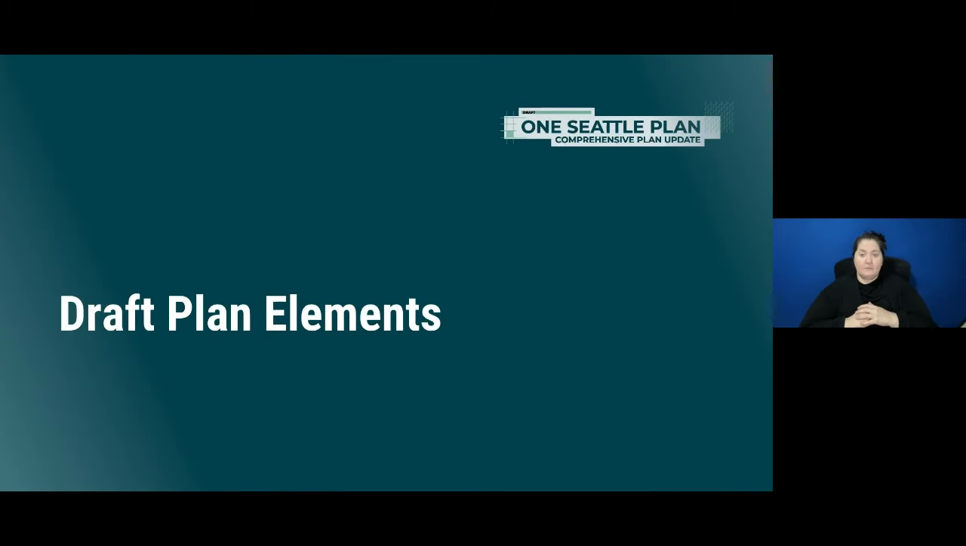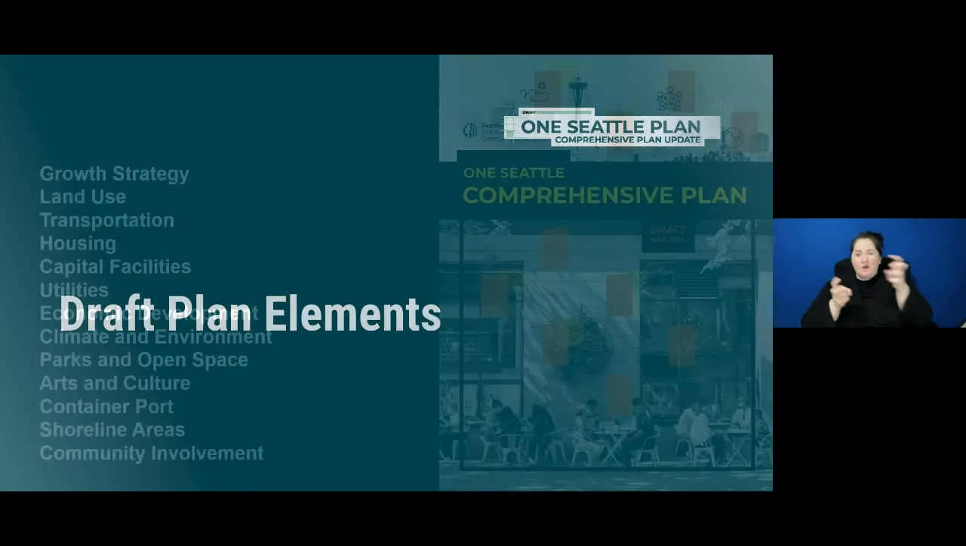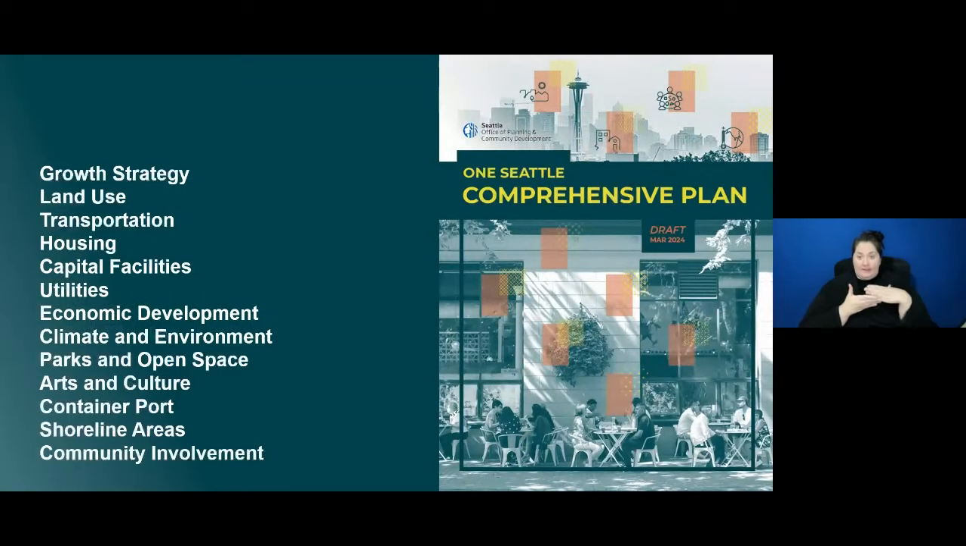I'm going to talk briefly, because this is a long plan with many different parts and topics, about several of the plan elements. You'll see listed at left there are 13 elements, or think of those as chapters of the plan. We've been talking about growth strategy and some of the things contained in our land use and housing elements in the conversation so far. But there are many other topics covered in the plan: transportation, capital facilities, utilities.